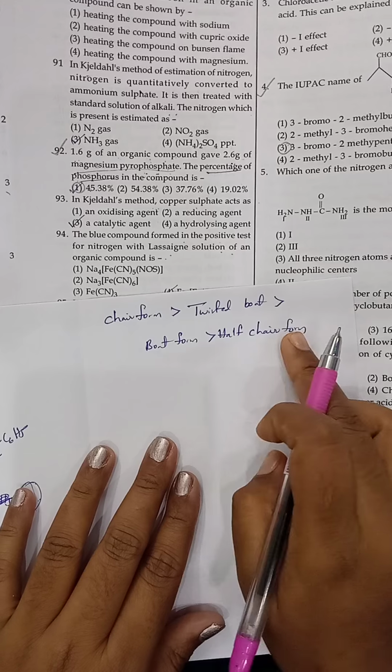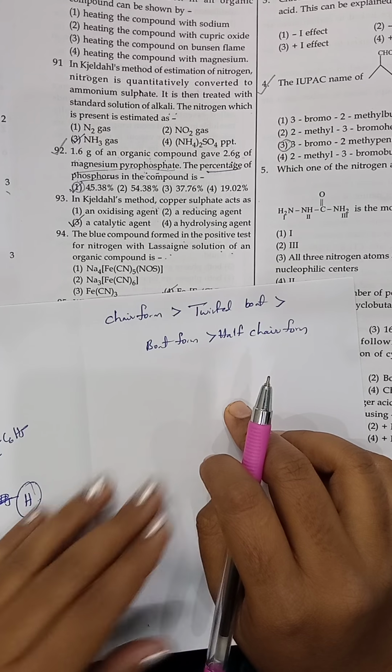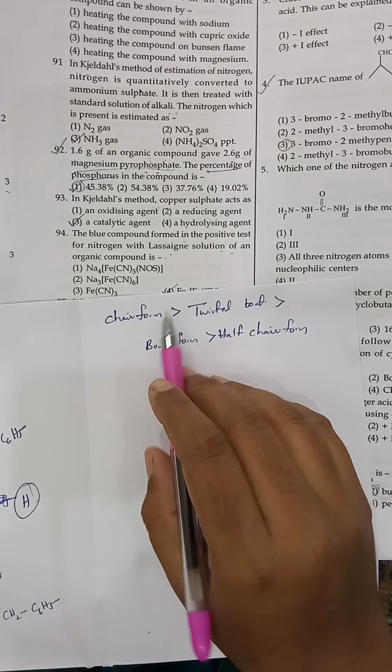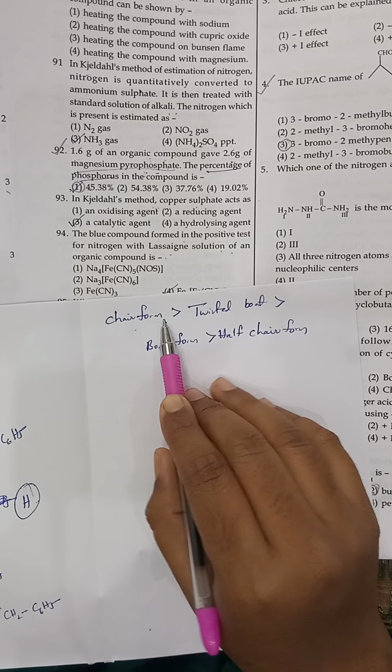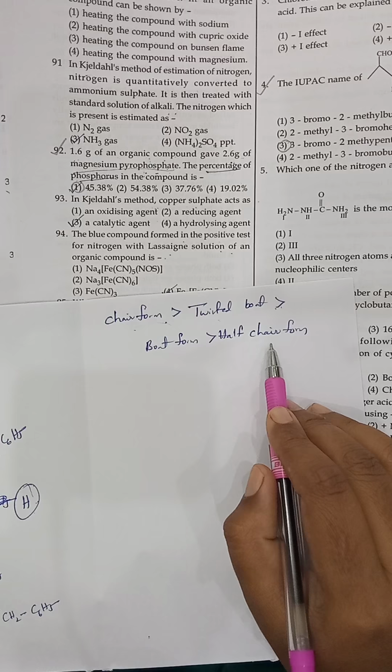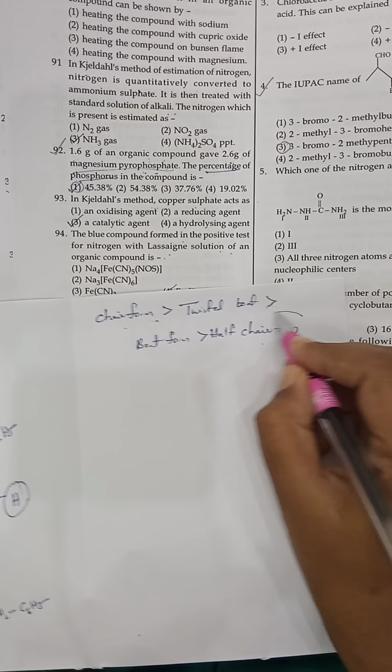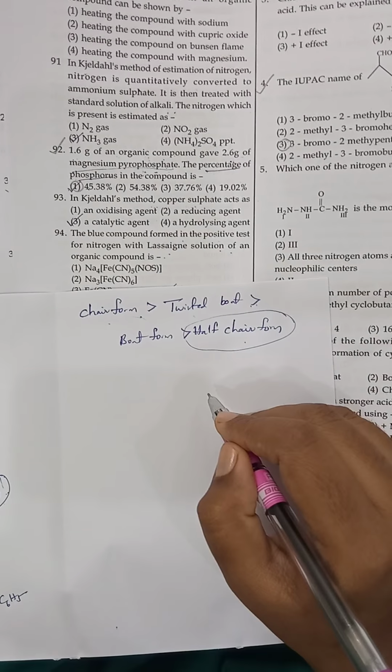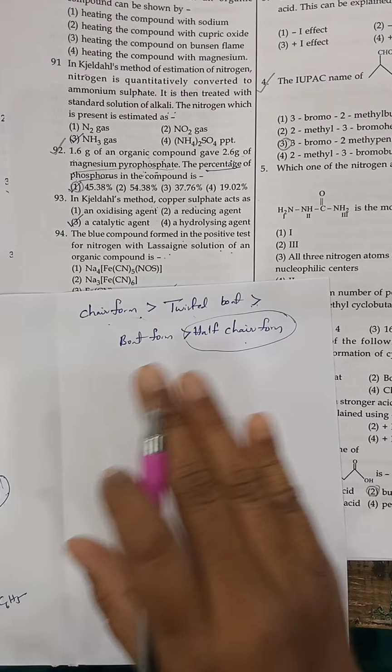This is the order of stability of cyclohexane conformations. Among all, chair form is more stable than twisted boat form. This is more stable than boat form. Boat form is more stable than half chair form. That means among all, this has the least stability. You just remember the order.